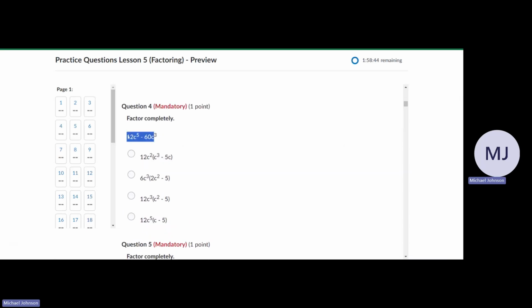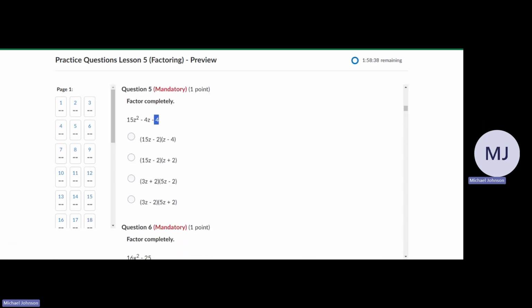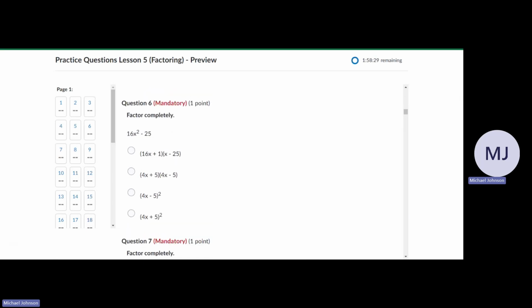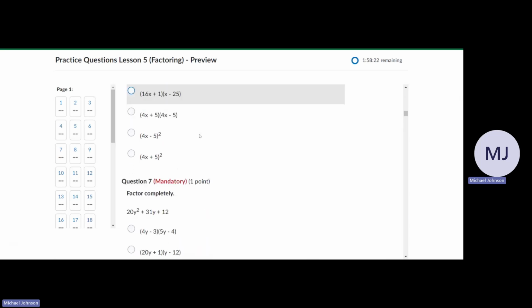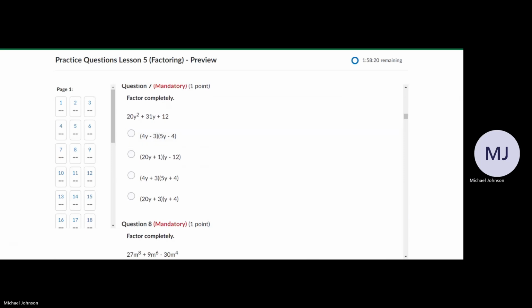Here, you can just factor something out, so you can figure out what's common to each of these two terms and then just factor it out. Here, you could use the Australian method or decomposition, whatever's best for you. Here, this is difference of squares. So you could use difference of squares to factor this. And then here you can use the Australian method.